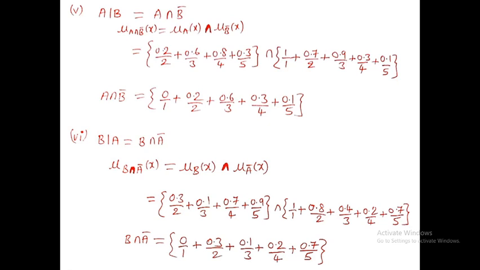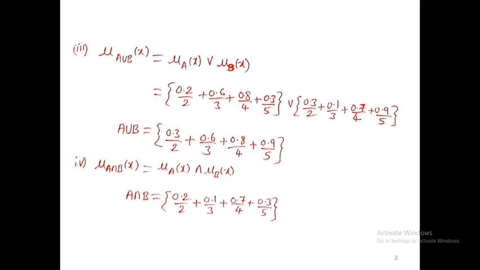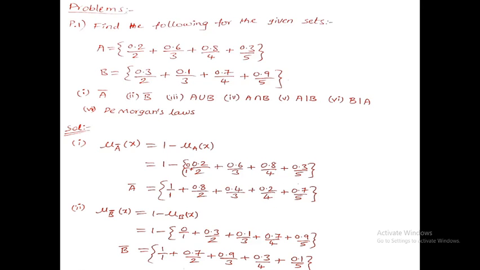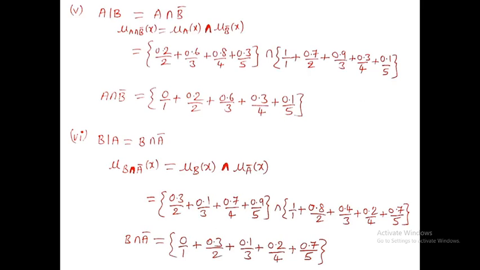Mu A of x, already the A set, you know, you can write as it is, and the next one is mu B bar of x. So already we have found B bar. Here the second one is B bar, the same values of B bar you can take here. Again it is similar to A and B, whichever is least, that we can represent.